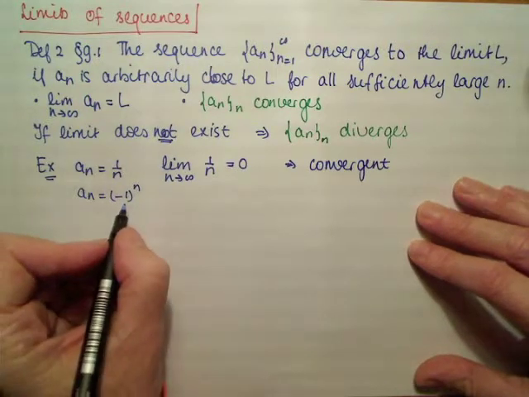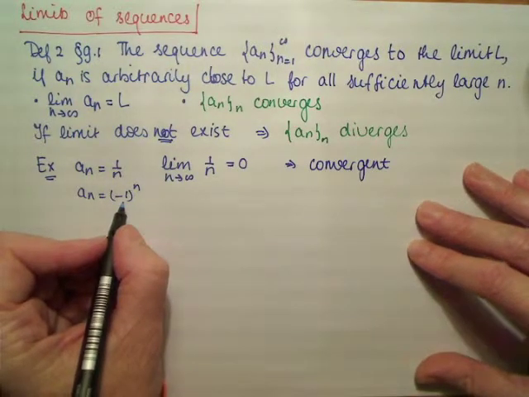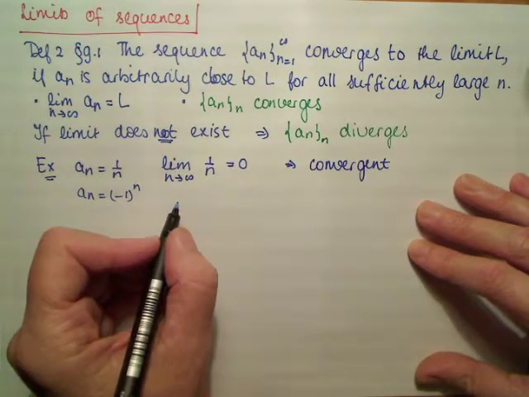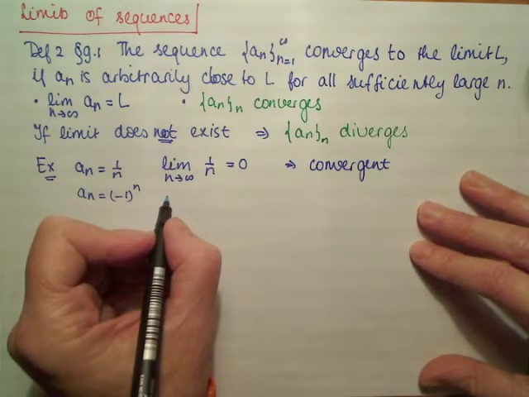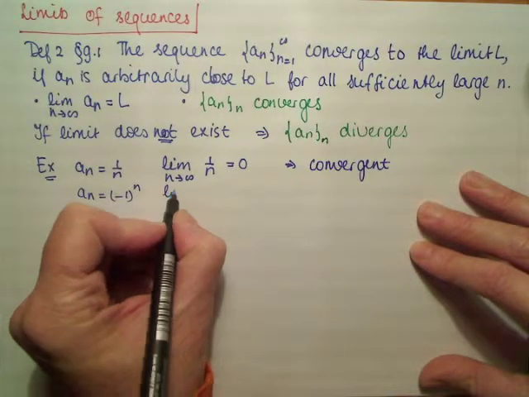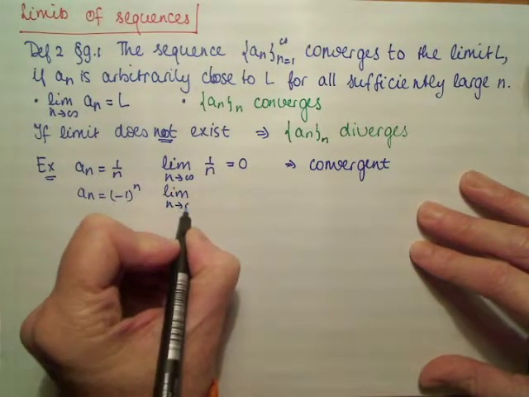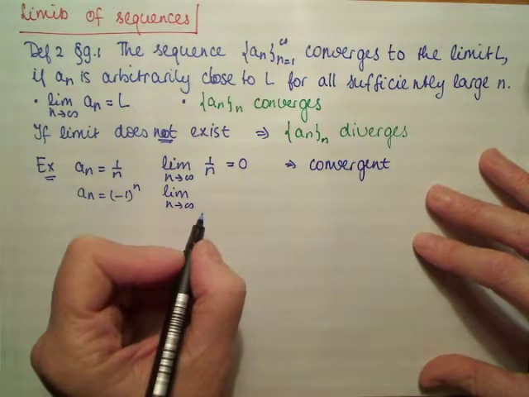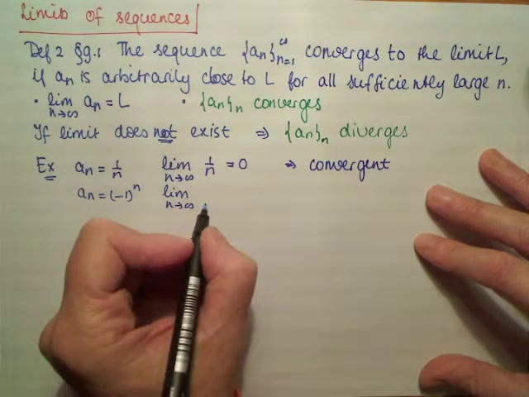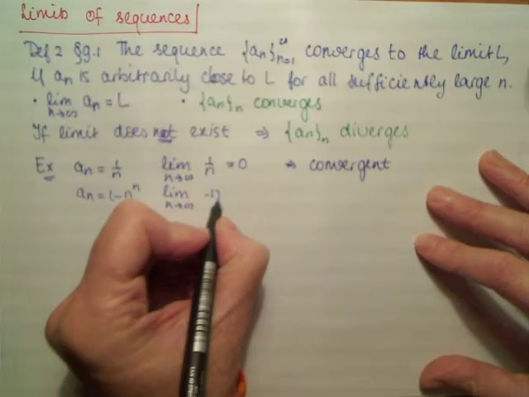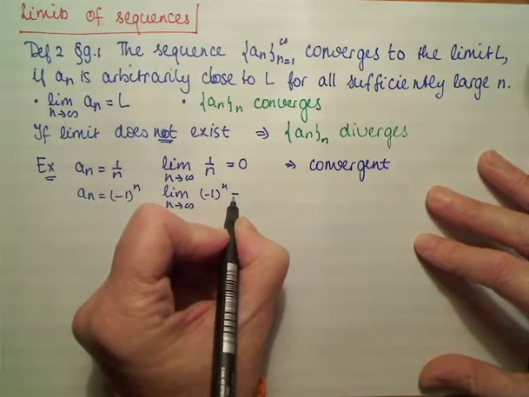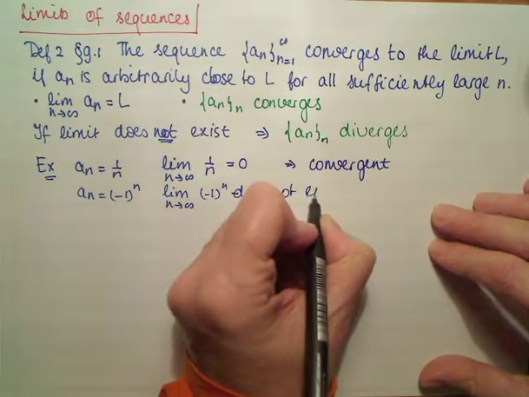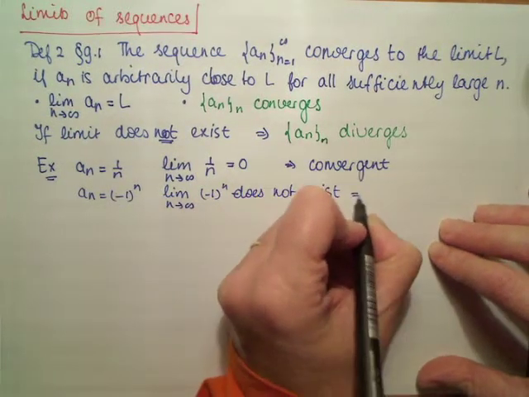Now the next example is an equals minus 1 to the power n, and what you see in that case is that an is equal to 1 or minus 1, and it continues to fluctuate between the two values, and so the limit cannot exist. There's no number L that is approached by an sufficiently closely. And this sequence is therefore divergent.